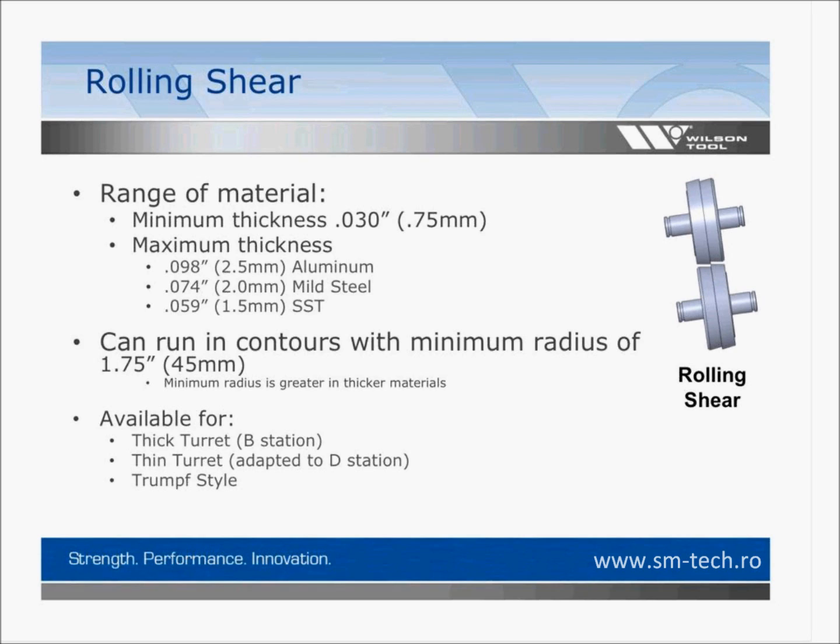The rolling shear is available for thick turret machines. We put it in a B station in that case. In thin turret machines, it's adapted to the D size station, and then it's also available in Trump style machines or any machines that use a Trump style tool.